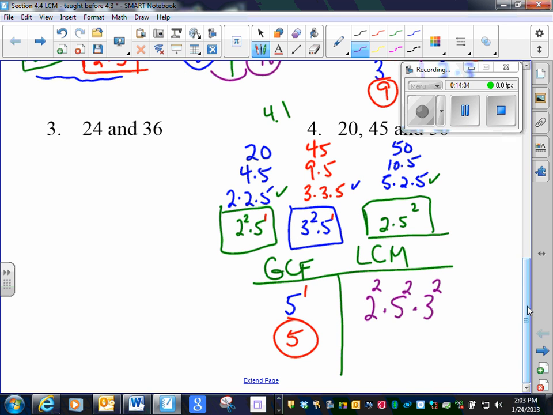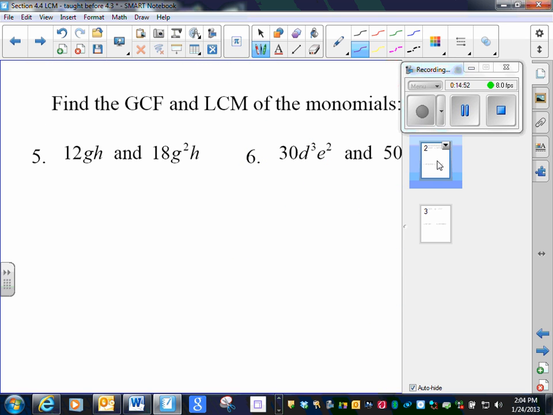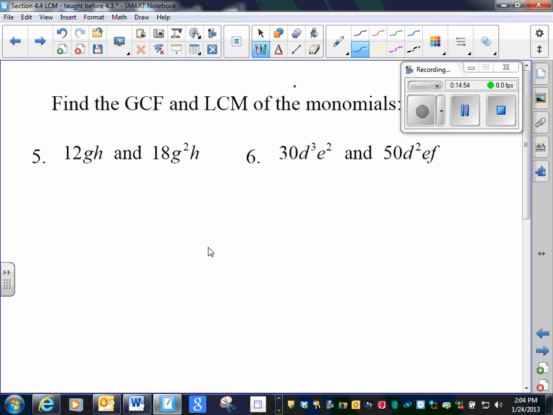So now I need to figure this out. 2 squared is 4, 5 squared is 25, 3 squared is 9. 4 times 25 is 100, 100 times 9, 900 is your LCM. Ready to try one that has some variables? I hope so.